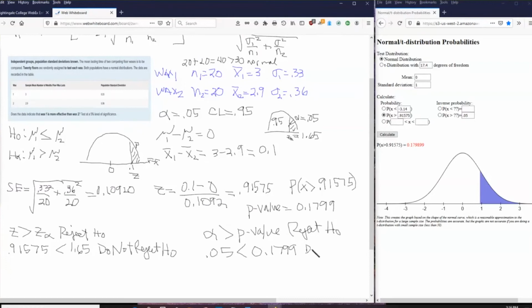So that's going to tell me do not reject the null hypothesis. So what that tells me is the conclusion is at the 5% level of significance from the sample data, there is not sufficient evidence to conclude that WAC 1 is more effective than WAC 2. Any questions?